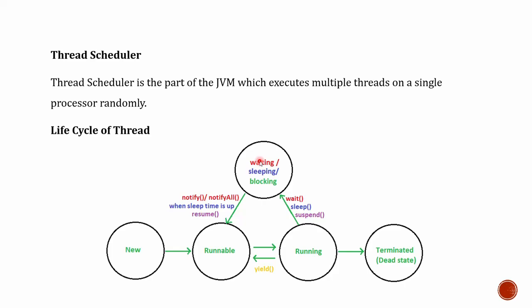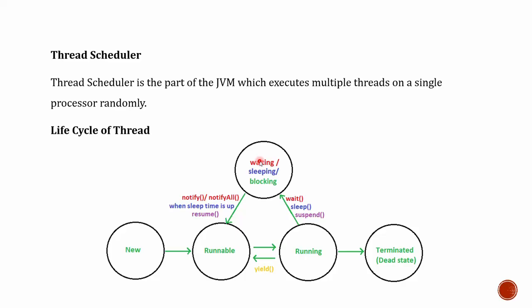When it comes to waiting, a thread goes to a waiting state when it waits indefinitely for another thread's resource or signal or something like that. A thread goes into a timed waiting state when it waits for a specific amount of time. That can be achieved with the help of functions called wait, sleep, suspend.